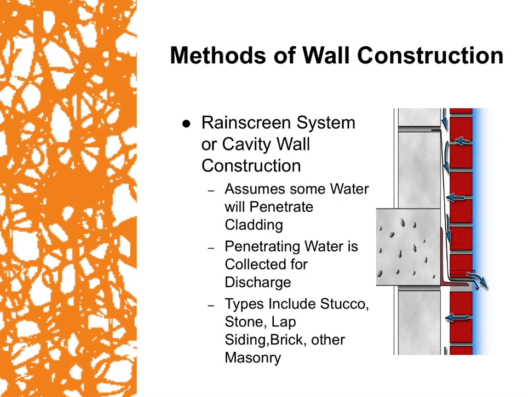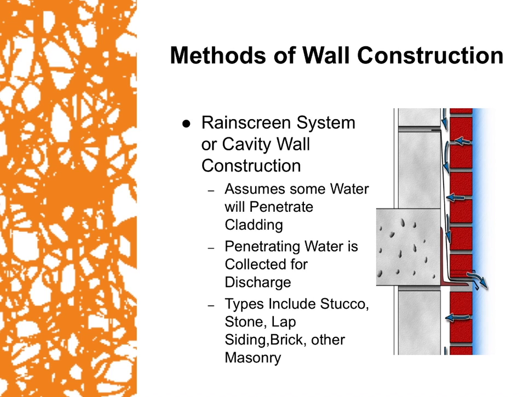The last method of wall construction is Rainscreen systems or cavity wall construction. This type of wall construction assumes that some moisture or water will penetrate through the cladding. That penetrating water or moisture is then collected and discharged from behind the wall. Types of this construction can be in stucco or stone, lap siding, brick, or masonry.